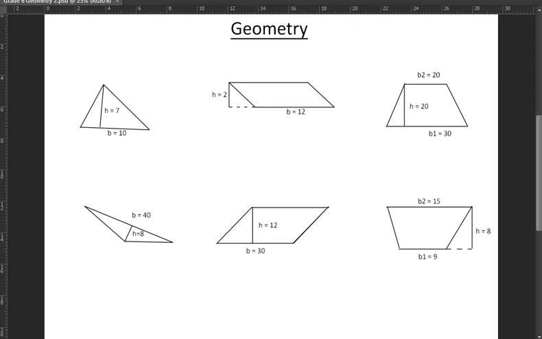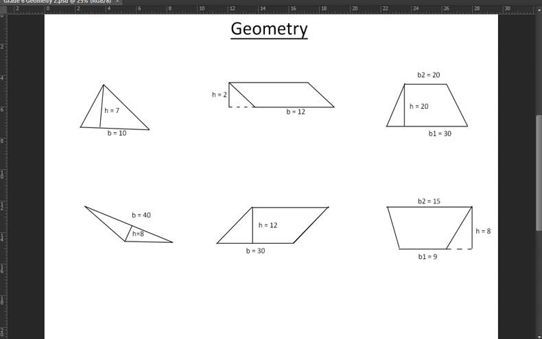Hello everyone, in today's video we will be doing some exercises based on what we talked about yesterday. We will be finding the areas of these 6 different shapes with the information that is given to us for the bases and the heights and all of that.